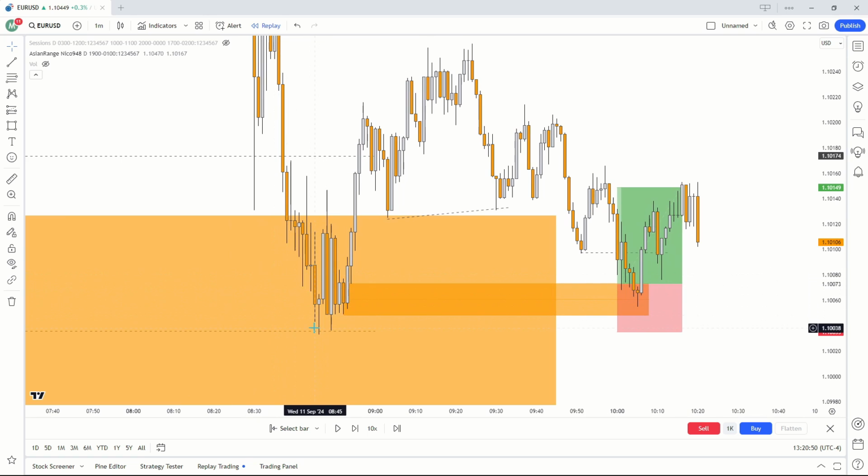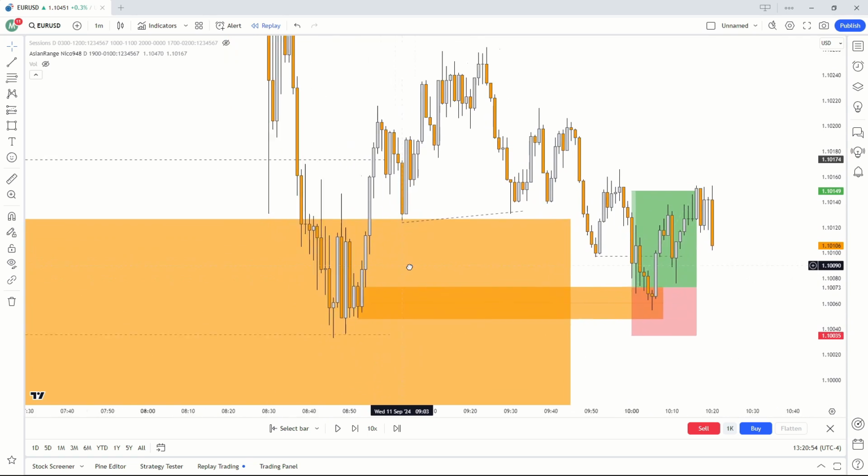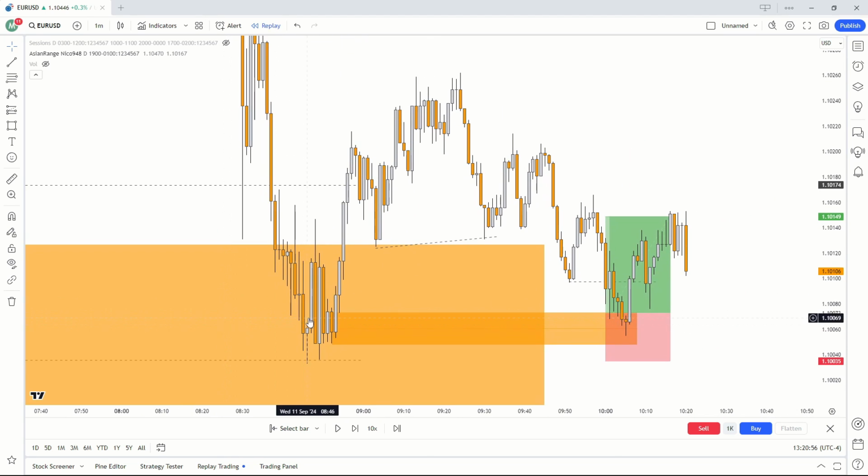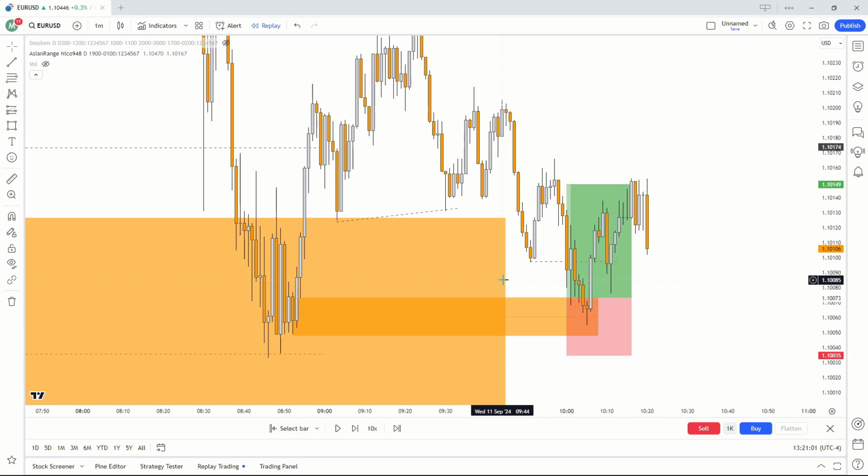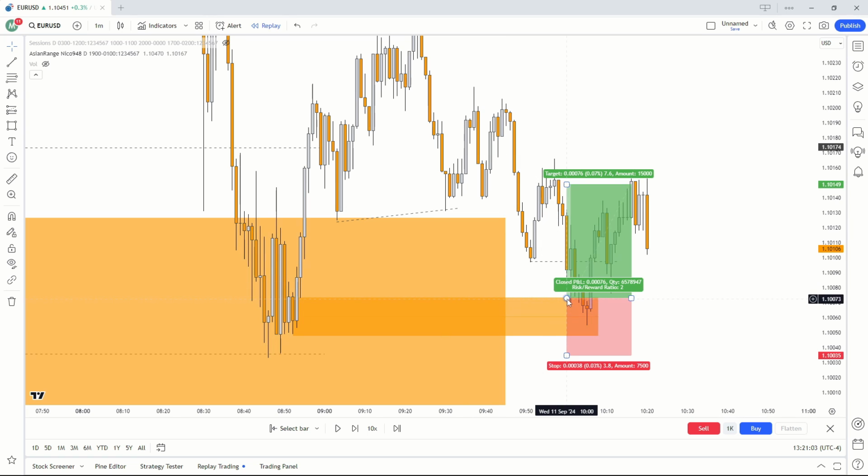With a good understanding of CRT, I understood where the manipulation was, where the liquidity was, which allowed me to catch the real move towards the upside rather than getting stopped out, which a lot of you guys do have a problem with. As you guys always tell me, I always end up getting stopped out on my trades.